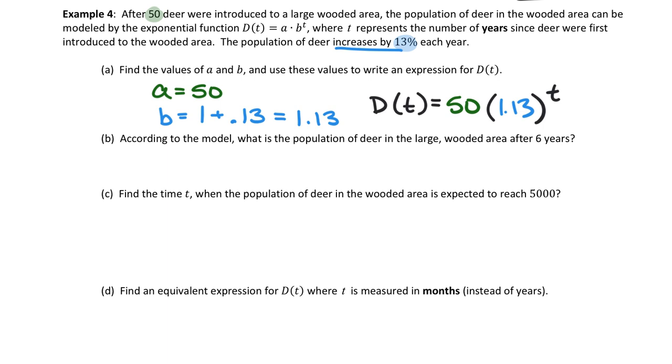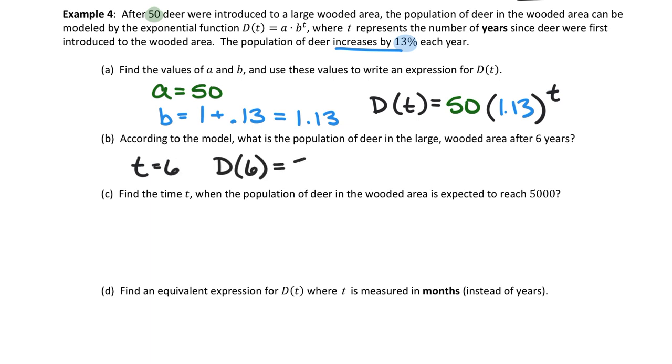Fabulous. A kind of question you can have: when I give you the model, it says according to the model is this, we just wrote it. This is a model. What is the population of deer in the large wooded area after 6 years? Did they give you an input value or an output value? 6 years, is that T or D of T? T. And it is in years, so that's good. That means that T is equal to what? 6. So I'm really just doing D of 6.